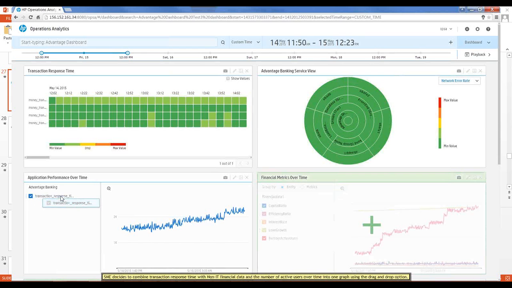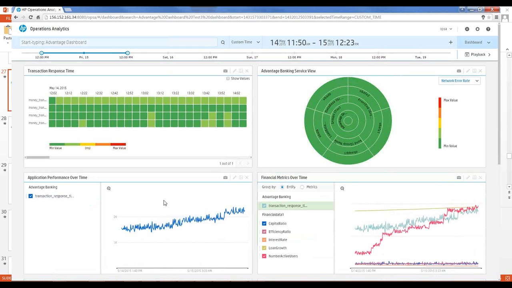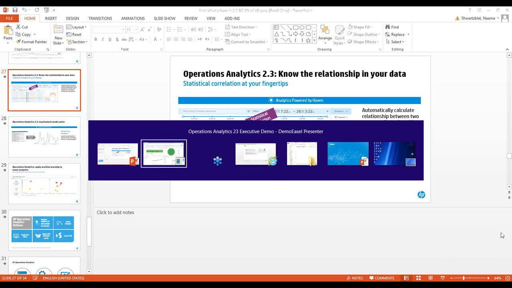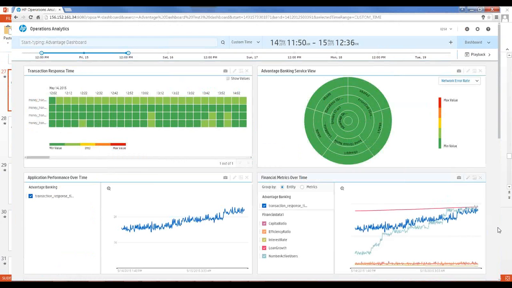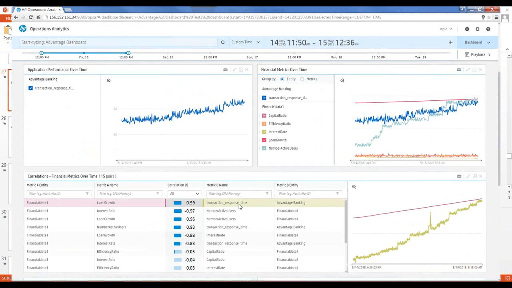Okay, so she drags and drops this metric into the financial metric pane, and now she can just correlate them automatically. So she clicks and she correlates those metrics. I just wanted to press here to go down with the bar. Okay, so now she has here the correlation between all the financial metrics and the transaction response time.